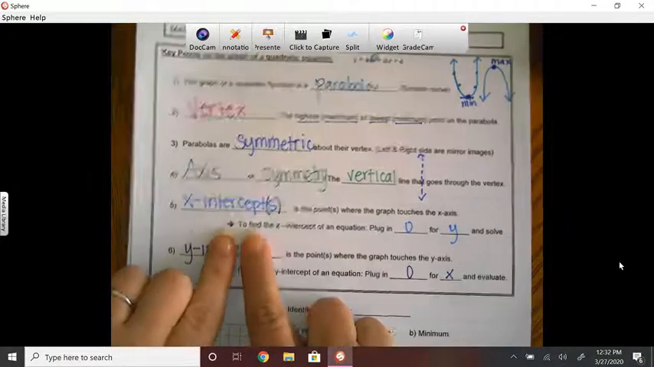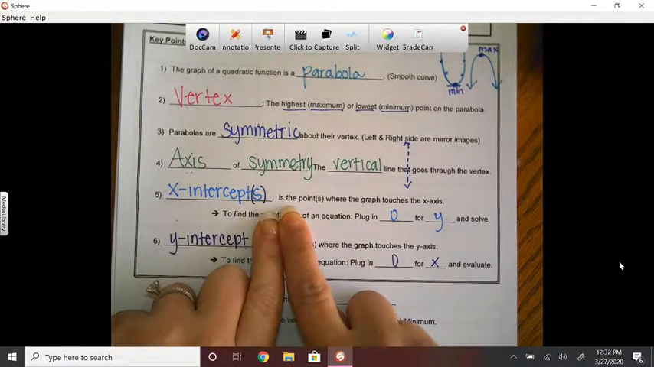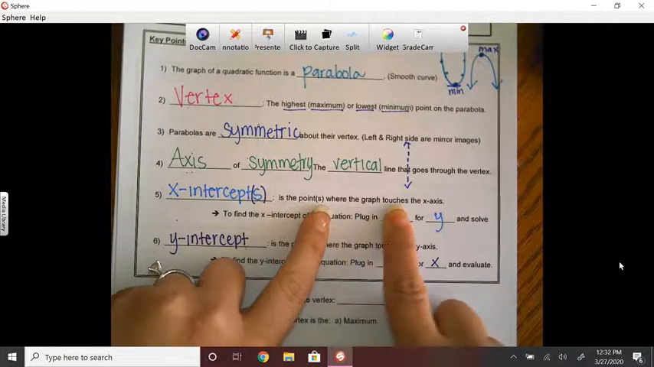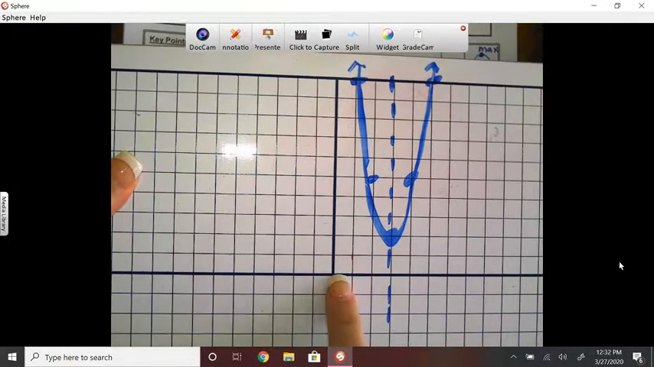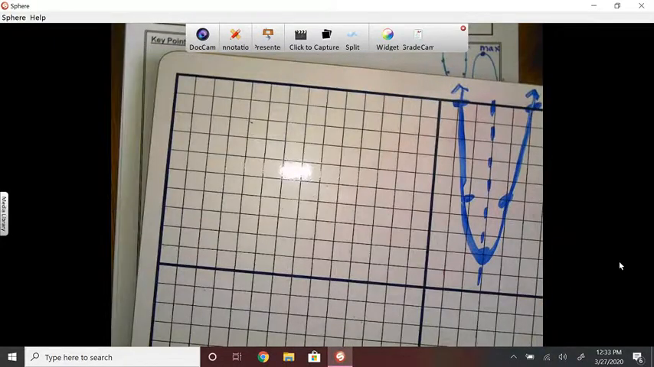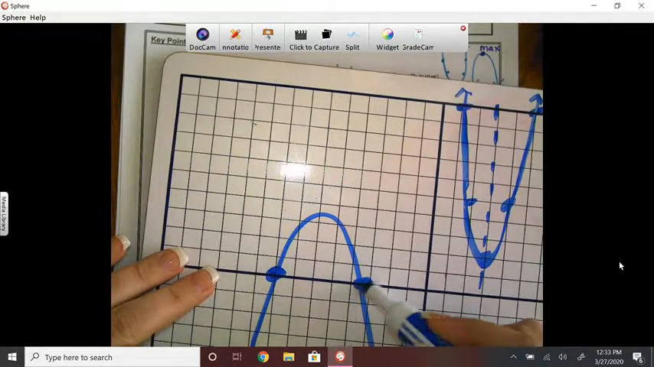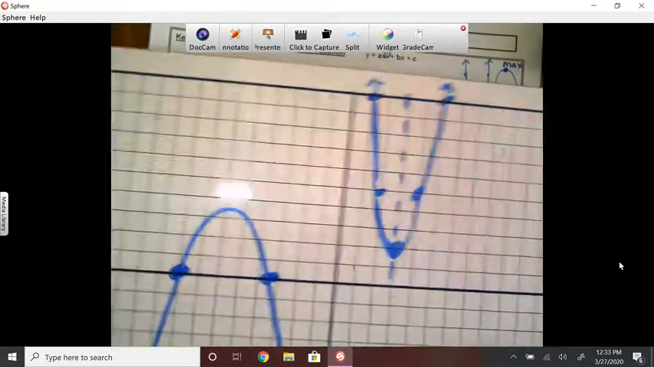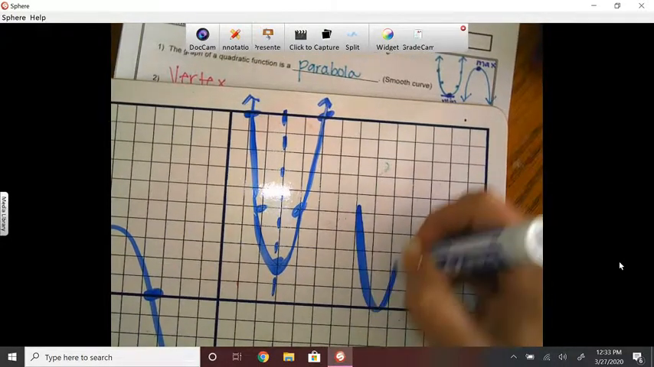Also, a parabola can have an x-intercept. Any graph could have an x-intercept. And this is review from the class before. It is just the point or points where the graph touches the x-axis. So this particular graph here that I drew does not have an x-intercept. It does not cross the x-axis. But if I draw another one over here, okay, it would have 2 x-intercepts. So it's the point where the graph crosses the x-axis. And it could have none, it could have 2, or it could have 1, where it just touches once.